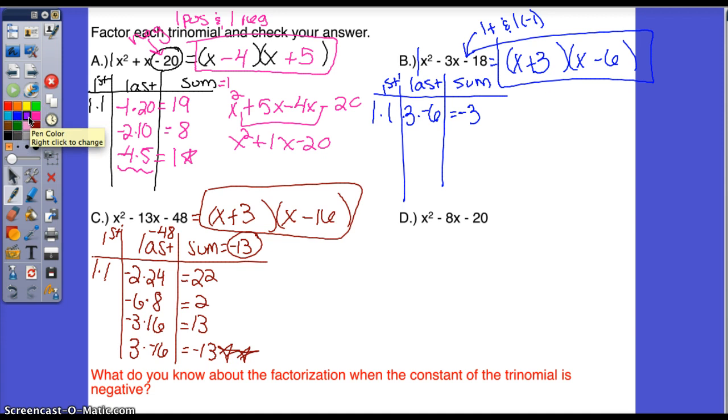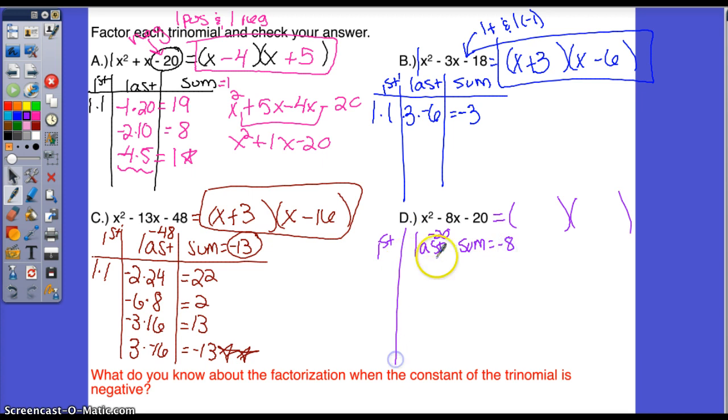Okay, let's do this one. Put our first, last. They have to multiply to be negative 20, and the sum has to equal negative 8. See if you can figure out what they are right away. First, we just have 1 and 1. So we have x and x. Multiply together to be negative 20, but add together to be negative 8. How about 2 times negative 10? But 2 plus negative 10 is negative 8. So since the 2 is positive, it's plus 2 minus 10.